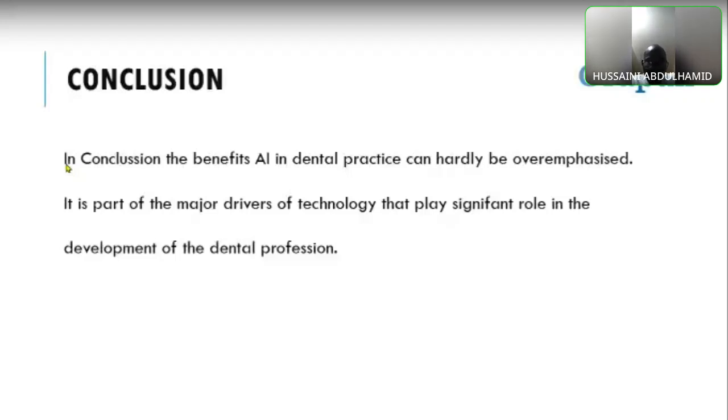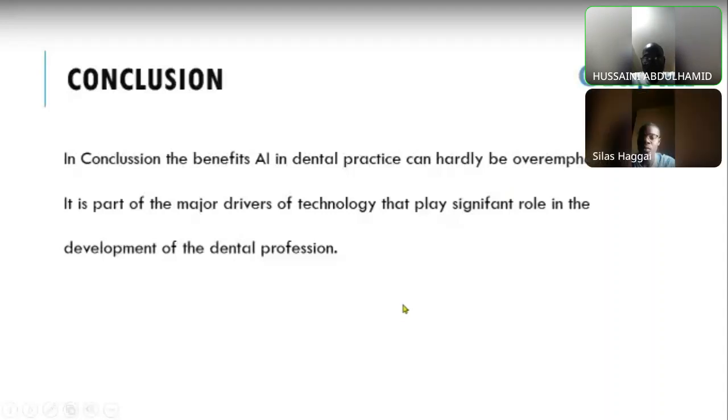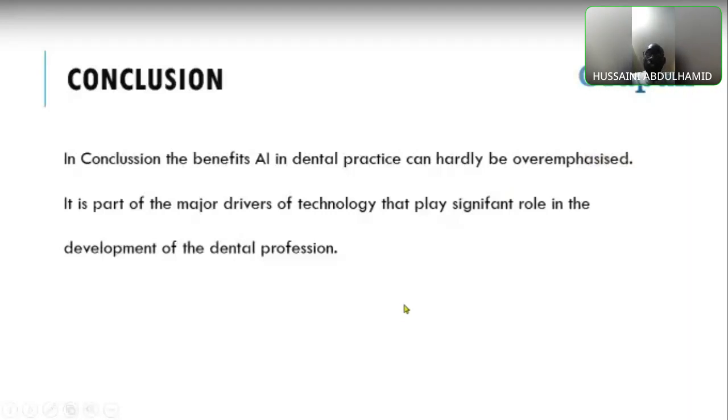So in conclusion, the benefit of AI in dental practice can hardly be overemphasized. It is part of the major drivers of technology that play a significant role in the development of the dental profession.